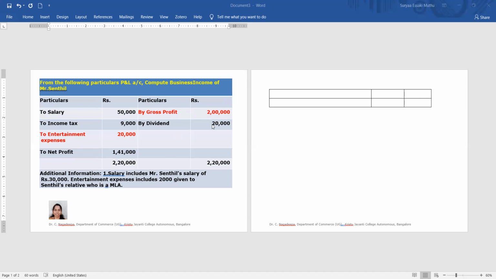Coming to the income side, gross profit is allowed. Dividend is not allowed. It is inadmissible income, which should go under the head of income from other sources. Okay, shall we move to the answer? How to calculate? First, we have to write the heading, taxable. One minute. It is very small in size.